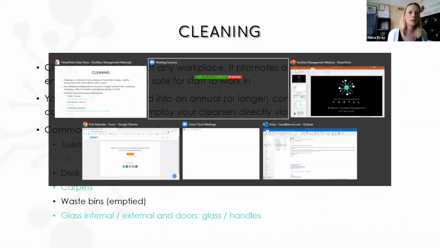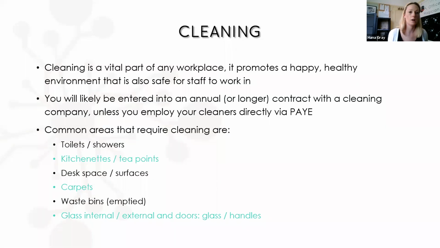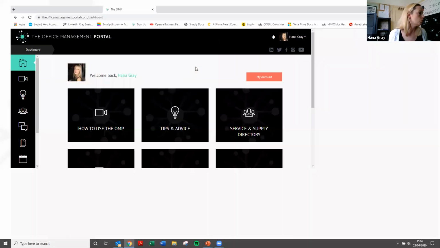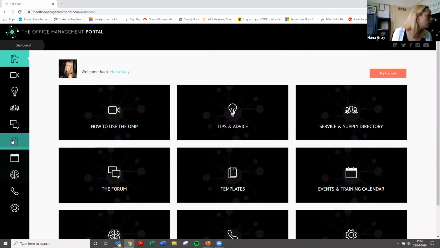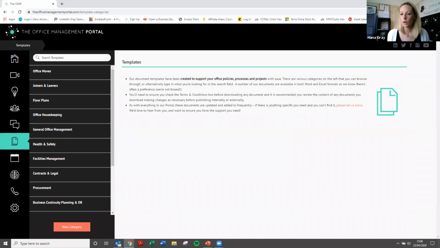Where's my... Here we go. I'll show you that very quickly now on the portal before I move on so that it's still relevant. Let me just bring this up, just bear with me a second. Let's pop the portal over here. Can everyone see that okay? Hopefully you can. Let's bring that chat back up. Okay.